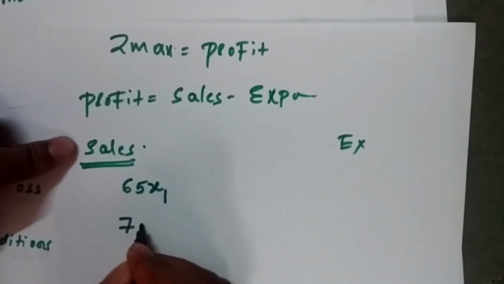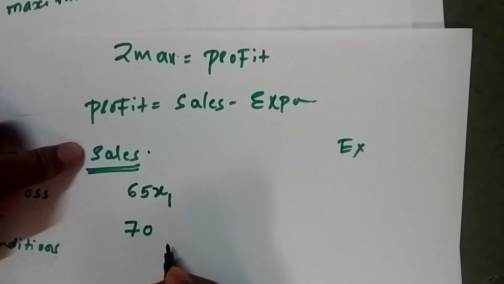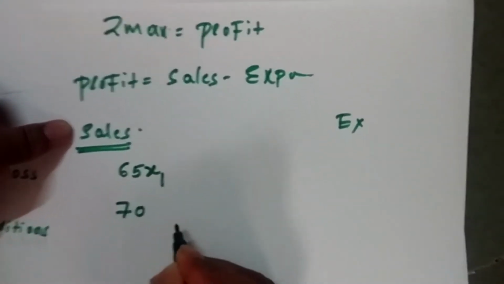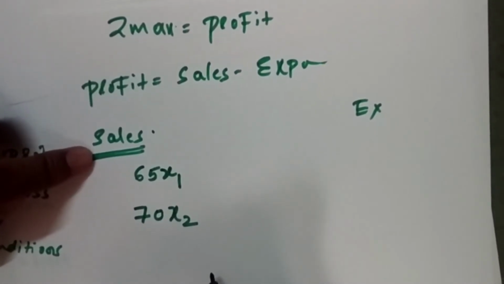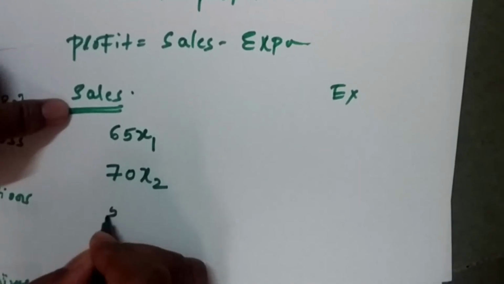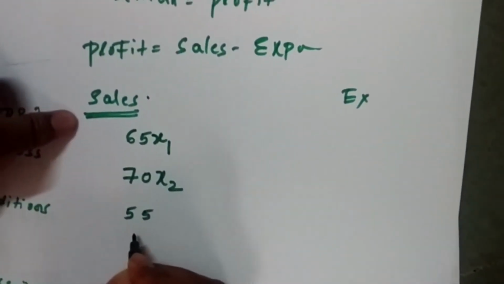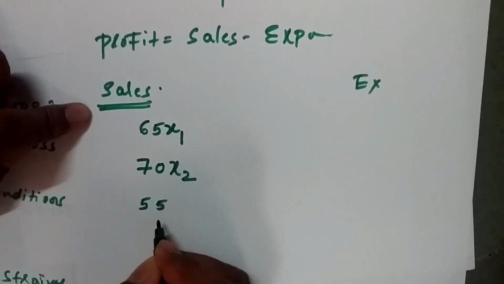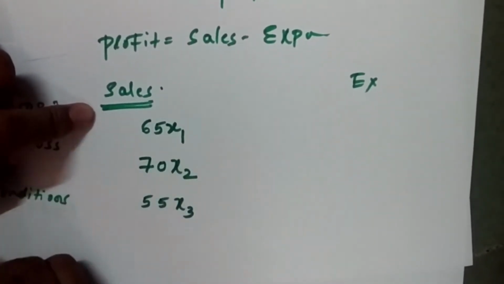70 rupees is what? For one product. If I want to sell 2, 70 into 2. If I sell 10, 70 into 10. If I sell x2 number, then 70 x2. Then similarly 55 is given for the third product. If I sell only one product of the third, I'm going to get a sale price of 55. If I sell 10 of this, 55 into 10. If I sell x3 number of this, 55 into x3.